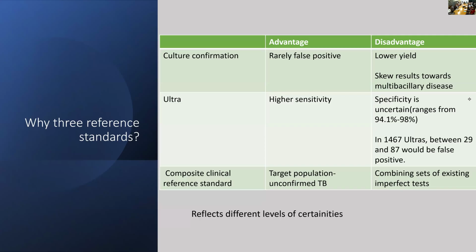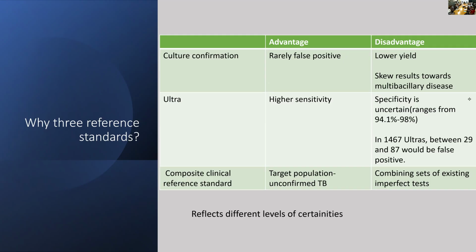Culture is rarely false positive. That's the advantage of culture. But the disadvantage is that it has a very low yield. The sensitivity is very low for culture. Plus, it skews results towards patients who have multibacillary disease. Ultra is good because it has a higher sensitivity, but the specificity is not fully 100.